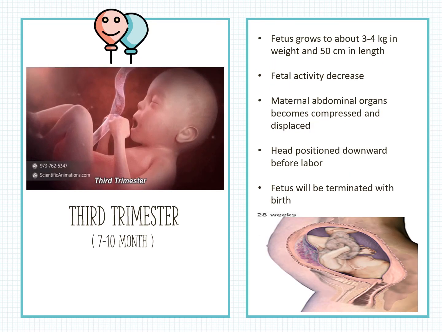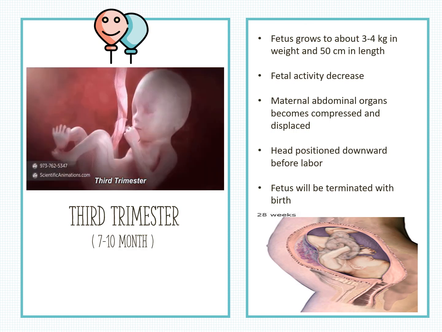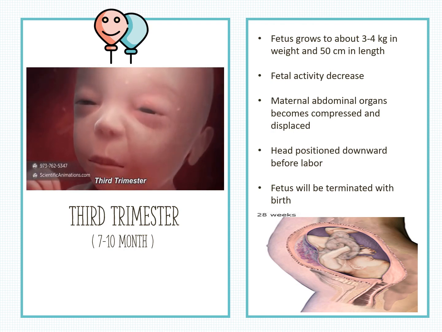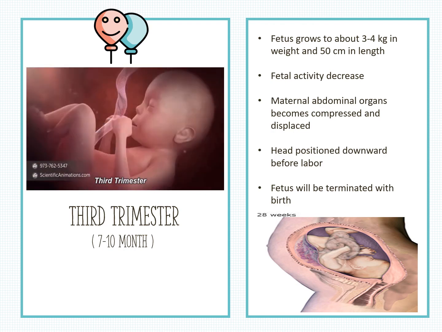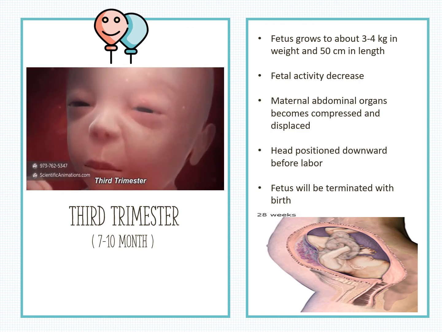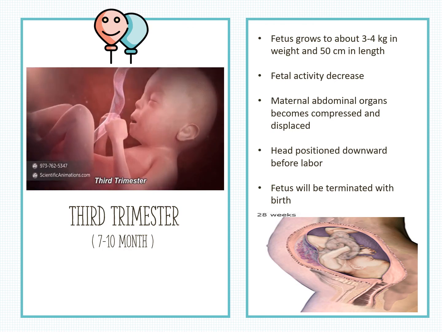During the third trimester, the fetus will grow to about 3 to 4 kg in weight and 15 cm in length. Fetal activity will decrease due to limited space. Maternal abdominal organs will become compressed and displaced. Head position will be downward before labor. The fetus will be delivered during birth.